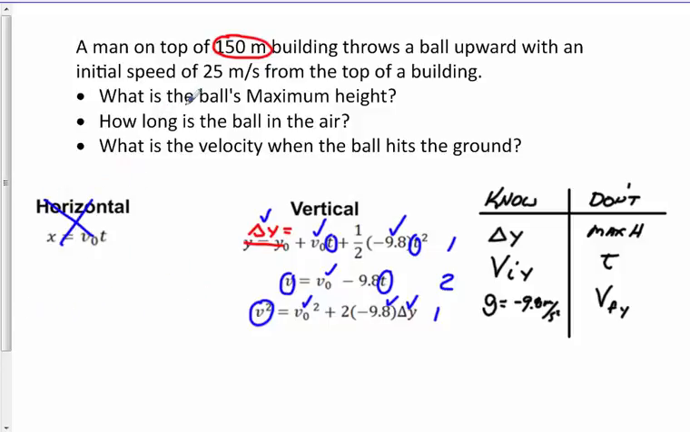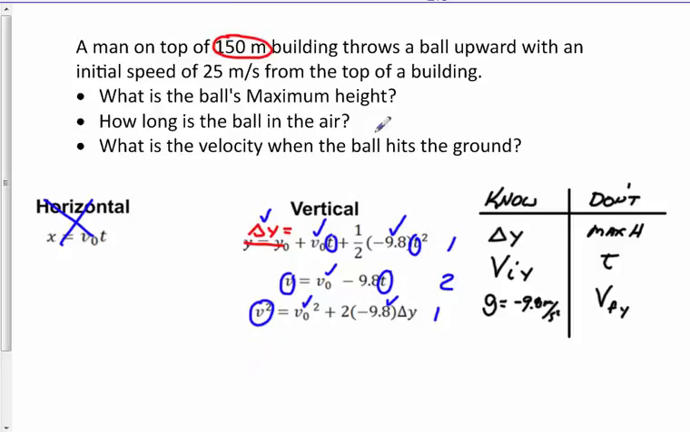What is the ball's maximum height? Well, to find maximum height, what do we know? We know that the velocity is going to go to 0. Well, I can use this equation. Now, I'm going to modify it in that I won't know delta y here because I'm going to try to find maximum height. So when I do that, I can come here and say 0.